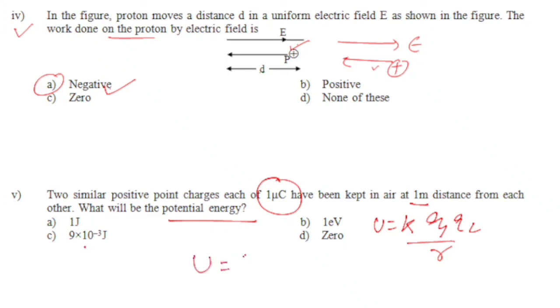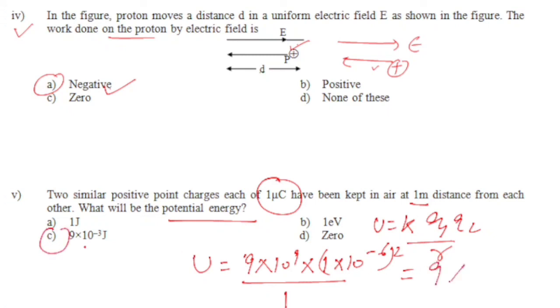Yes, U equal to K, which is what? 9 into 10 to the power 9. q1, q2 is what? 1 into 10 to the power minus 6. Both have the same value, it means this squared. And r is what? 1 meter. So after solving this one, you get which option is correct? Yes, option number C, 9 into 10 to the power minus 3 joule. Hope all of you have got this answer right now. 9 into 10 to the power minus 3 joule. Okay?